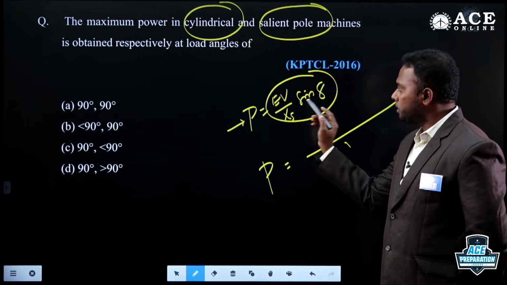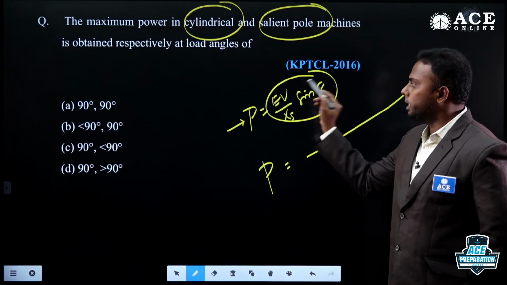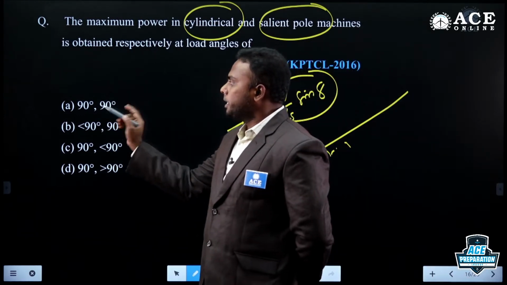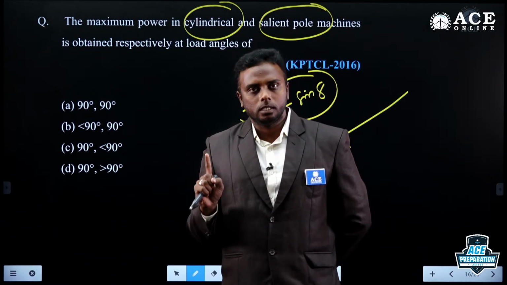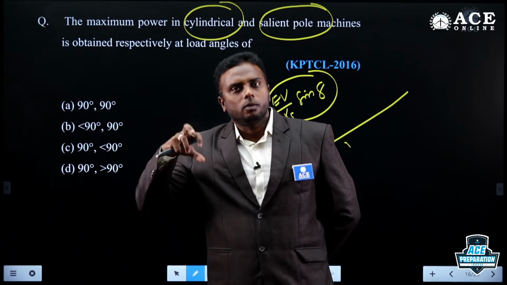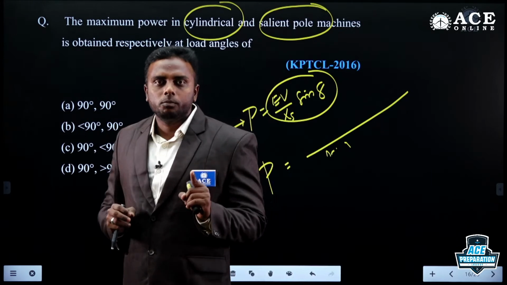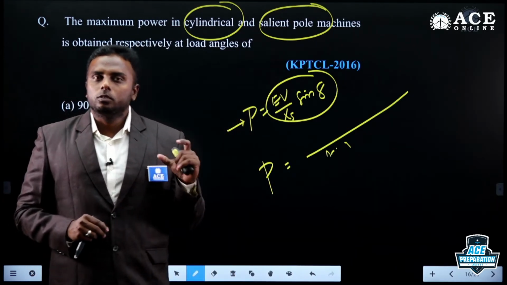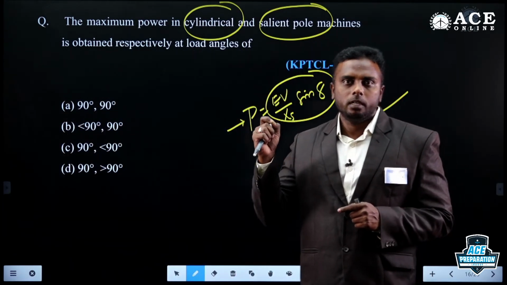Tell me where it is maximum. Whenever delta equals 90 degrees, the power is maximum, that is EV by Xs. For the cylindrical pole alternator, we get maximum power at 90 degrees. But for salient pole, the maximum power is obtained at less than 90, in the range of 70 to 80 degrees somewhere. The reason is that in a salient pole machine we have additional power called reluctance power. Due to that reluctance power, the load angle at which maximum power occurs is reduced.